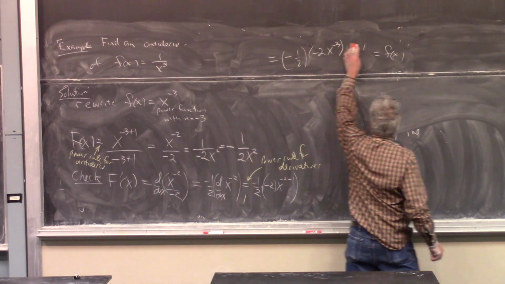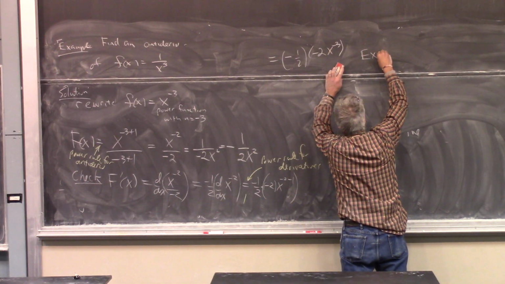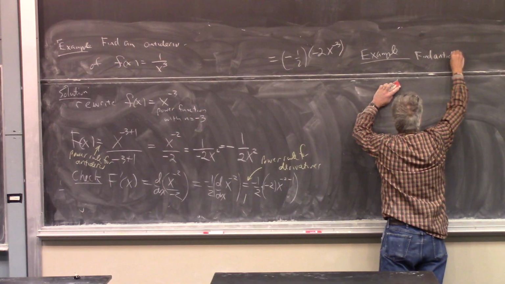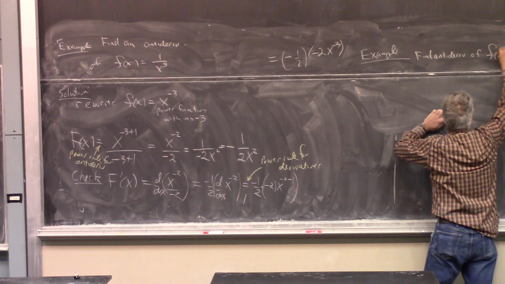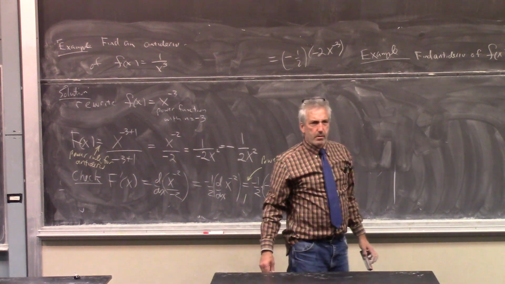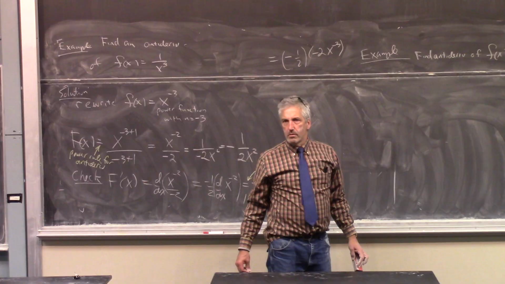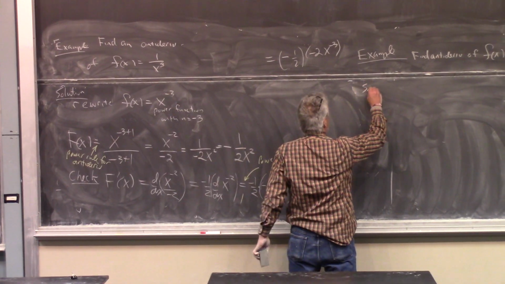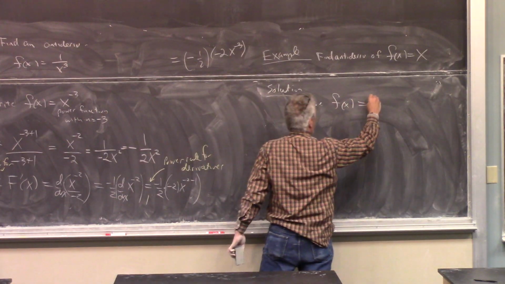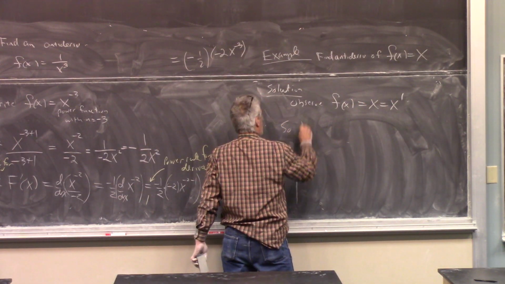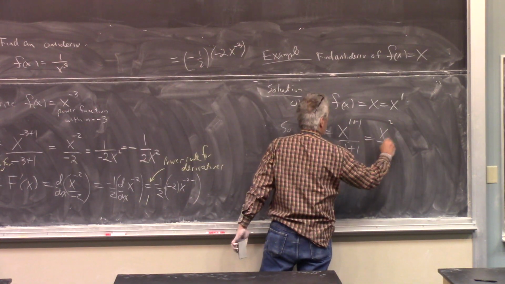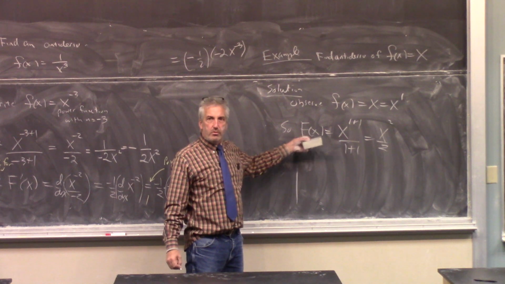All right, let's do another example. Find an antiderivative of f of x equals x. How do I do this? Well, observe that my function, little f of x, is just x, but that's x to the 1. So capital F of x is x to the 1 plus 1 over 1 plus 1. So that's x squared over 2. Sure enough, if you take the derivative of x squared over 2, you get x.